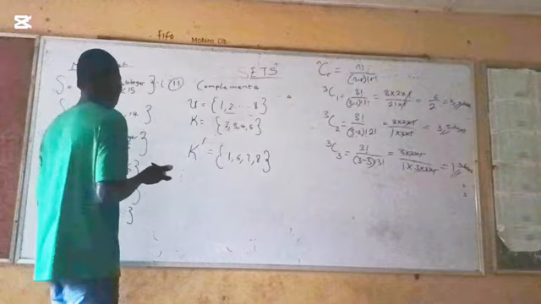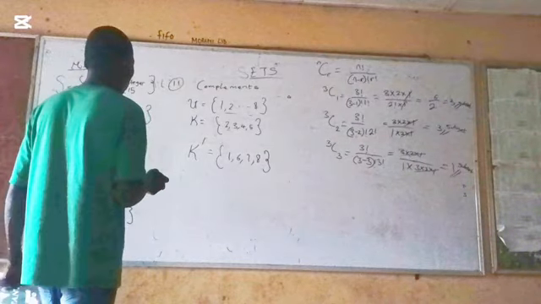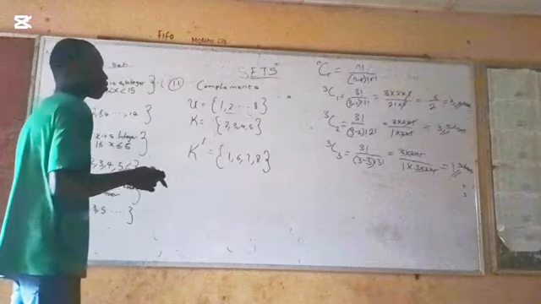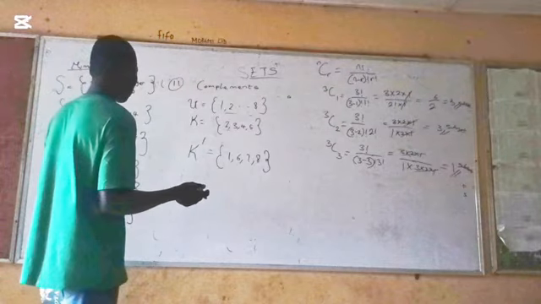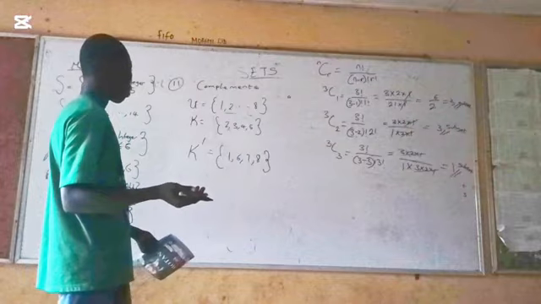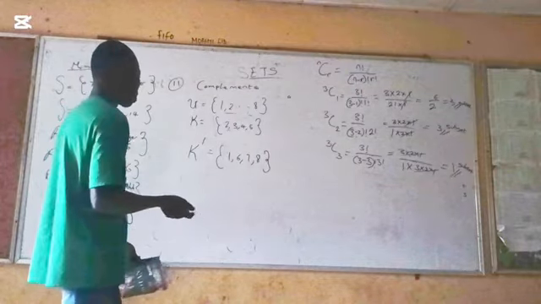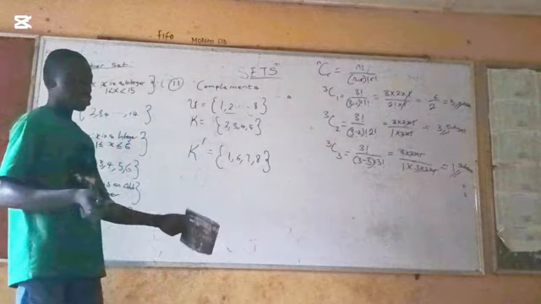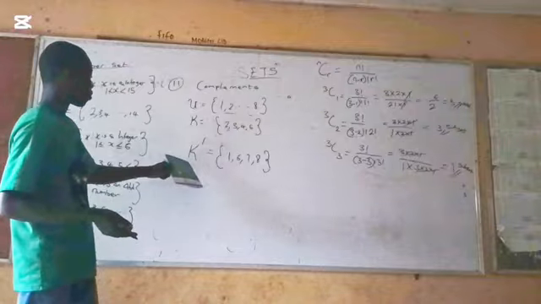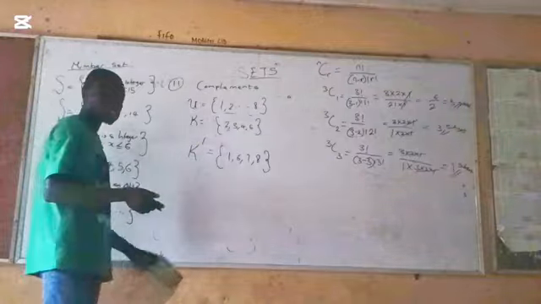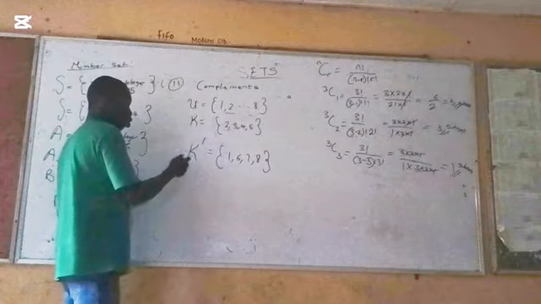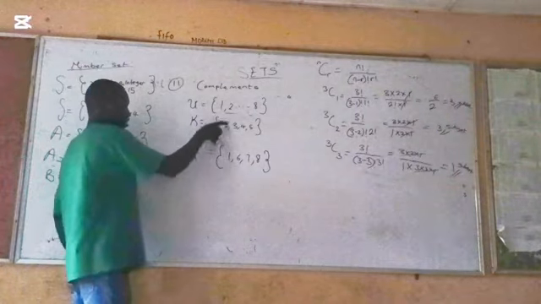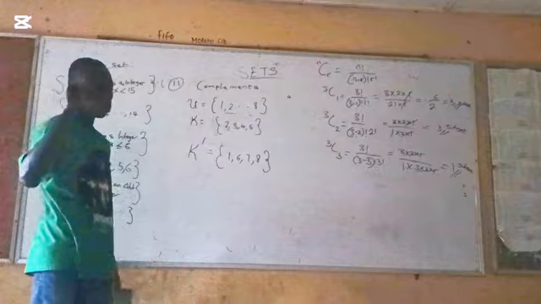So K complement, you can just say, is the elements left in the union set after subtracting the set K. After subtracting the set of K, that's what we mean by K complement. Sometimes it may be another letter instead of K. But just know that to get the complement of a set, you are going to subtract the set from the union set. What is left is your complement.